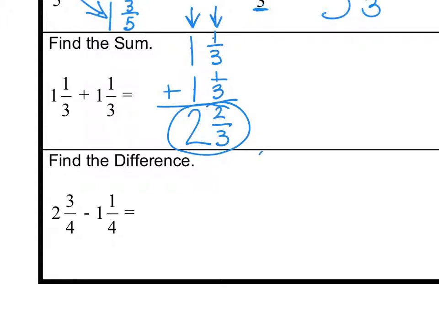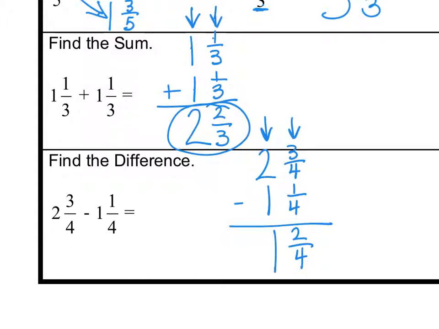Okay, now let's try subtraction. We're going to rewrite it vertically. We're going to line up our fractions and our wholes. Now 3/4 minus 1/4 would give us 2/4, and 2 minus 1 is 1. Except a simpler way to say 2/4 is 1/2. So our reduced answer, or simplest answer, is 1 and 1/2. Now if you leave your answer in the 2/4 form, on a test, I would count it correct, but minus 1 point for not reducing it to the simplest form.